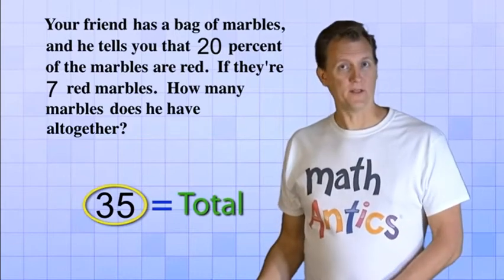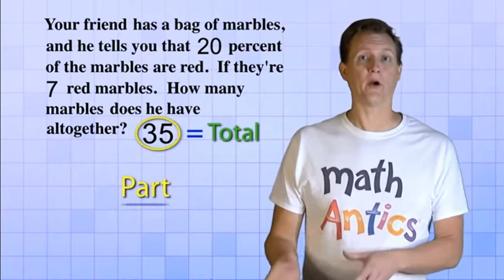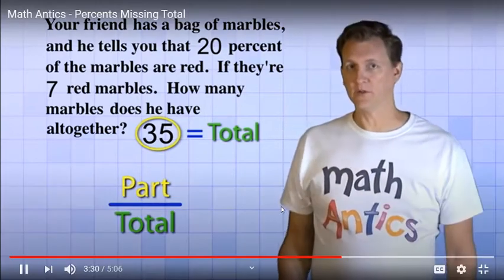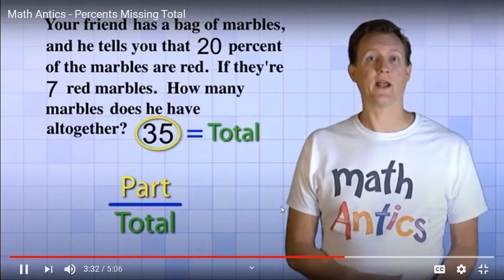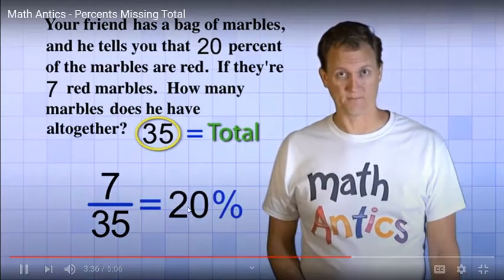And in a problem like this, you can always check your answer by making sure that the fraction of the part over the total would give you the correct percent. For example, in this case, you can make sure that the fraction 7 over 35 would really be 20%.